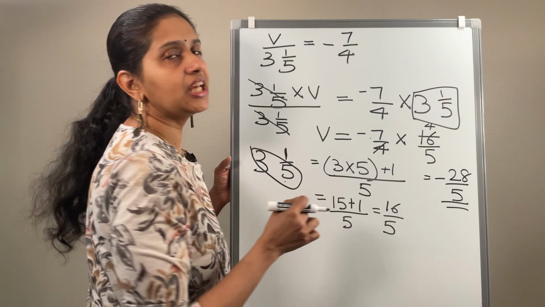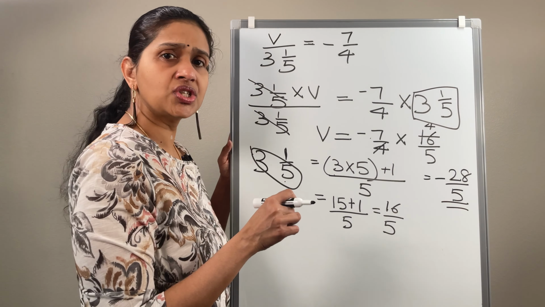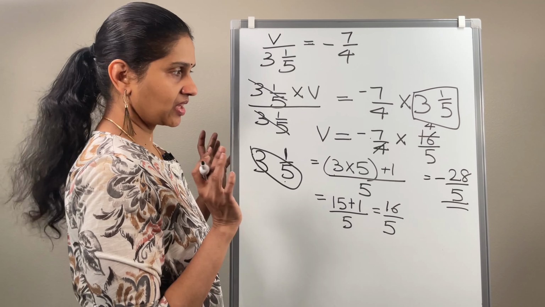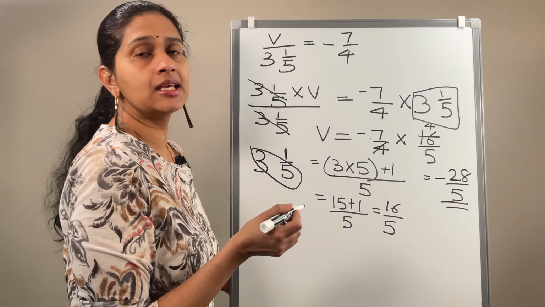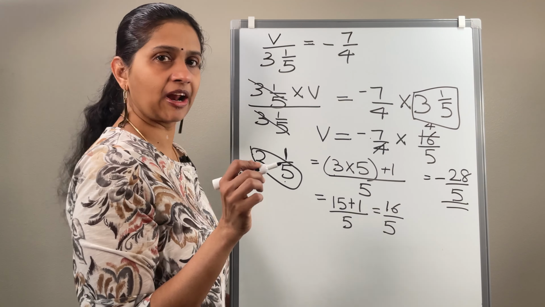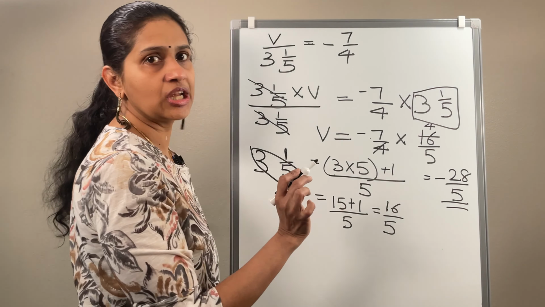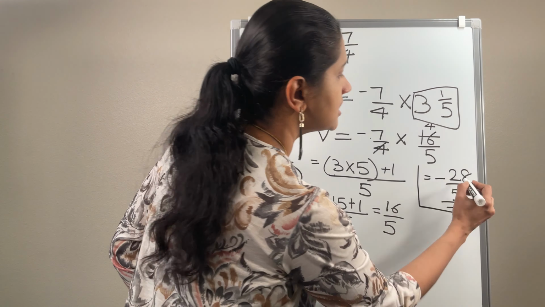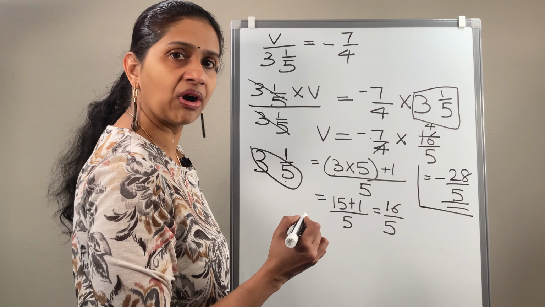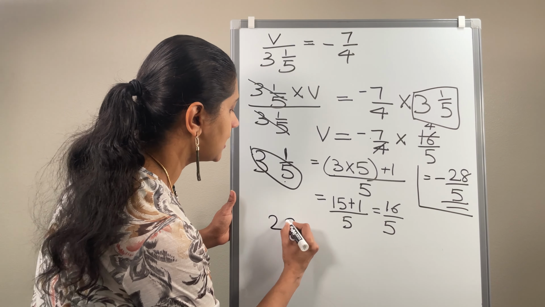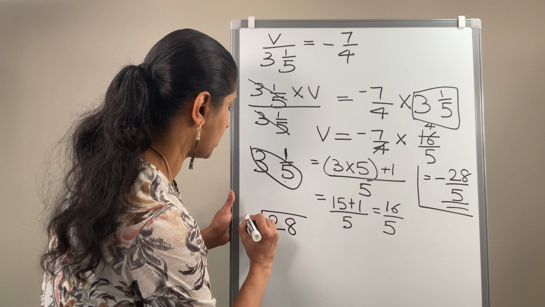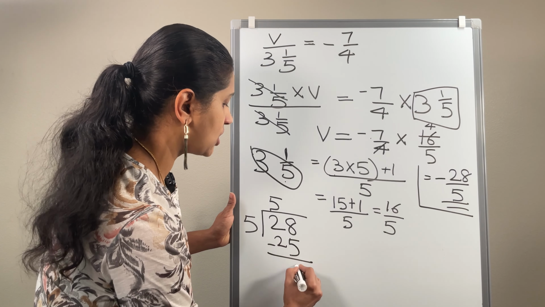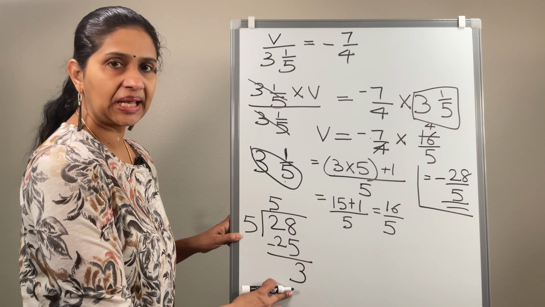Now minus 28 by 5 is the fraction form, improper fraction form for this equation. You can convert it to a mixed number. Now let me tell you how to convert this minus 28 by 5 to a mixed fraction. So for that I am just dividing 28 by 5. 5 5s are 25, subtract, 3. So you are left with the remainder 3.